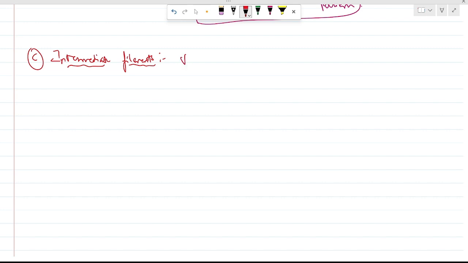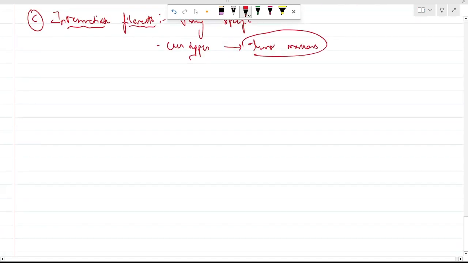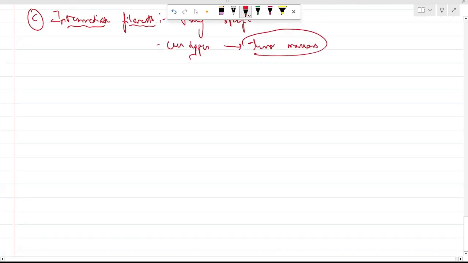These intermediate filaments are very specific. This is the first point we need to understand. They are not found in each and every organ or cell. They are very specific to specific cell types. As they are very specific to cell types, these are often tumor markers.